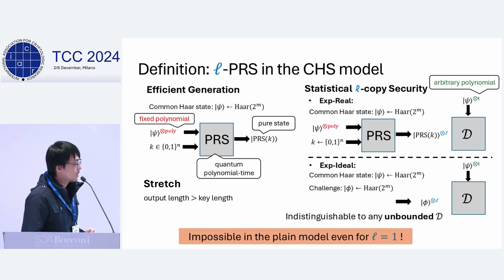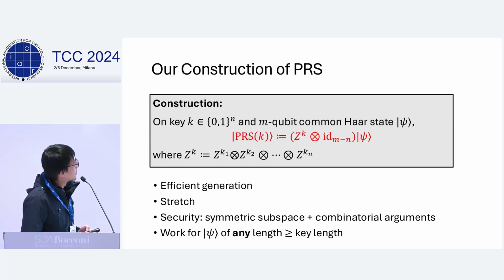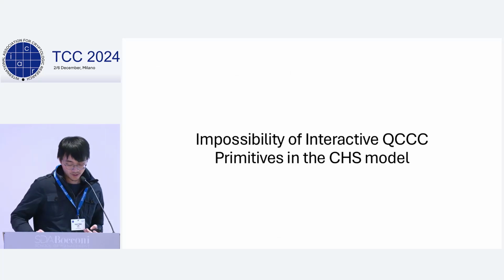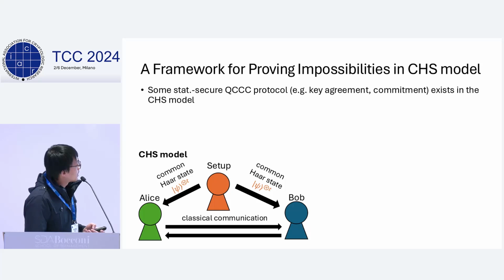And let's move to the negative result, which is the impossibility of interactive QCC primitives in the CHS model. So we have a very simple framework for proving impossibilities. Suppose we want to show the impossibility of some statistically secure QCC protocol, for example, key agreements or commitments. Then toward contradiction, let's assume they exist. Then we can define a new protocol in the plain model as follows. We can replace the common hard state psi with two independent hard states, psi A and psi B.